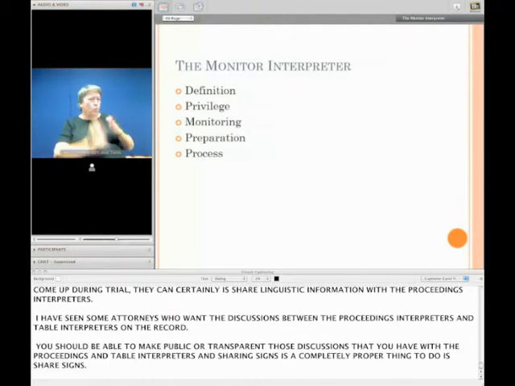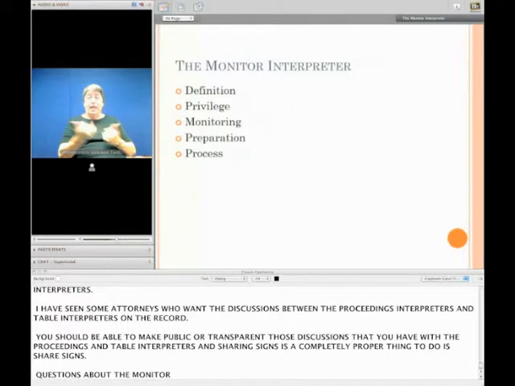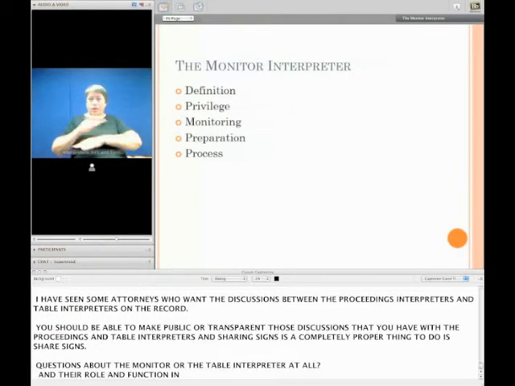Questions about the monitor or the table interpreter at all, and their role and function in a deposition vis-a-vis regular court proceedings?